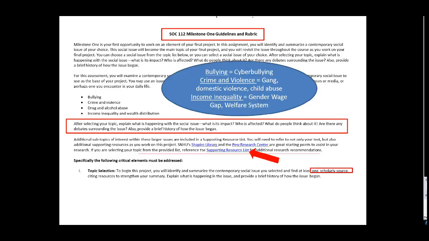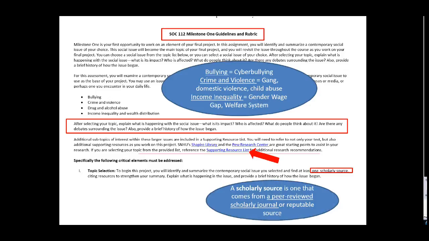This particular assignment asks you for one scholarly resource. I've had this question in the past. What is a scholarly resource? So really a scholarly resource is one that comes from a peer-reviewed scholarly journal. Okay, you can get this on the Shapiro Library website. Those links are within your course. Or a reputable source. So what does that mean?